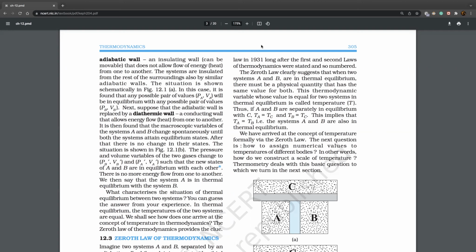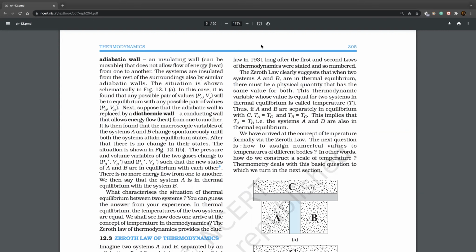So where was I? Sorry. So the macroscopic variables of systems A and B change spontaneously until both systems attain equilibrium states. After this, there is no change in their states, obviously, because they're at equilibrium. The situation is shown in the second figure, figure 12.1b, as I showed. You guys can refer to your textbooks if you have them, your NCERT textbooks.